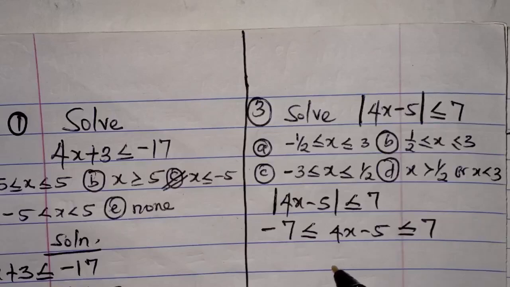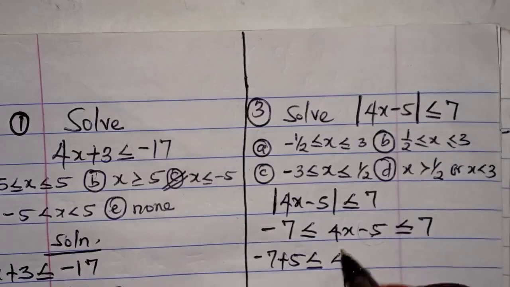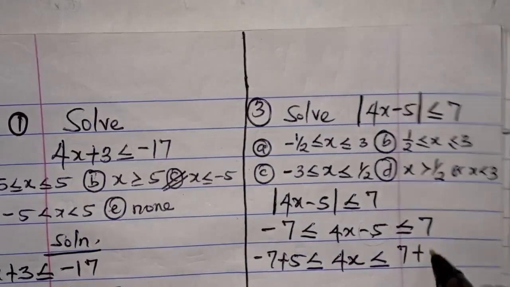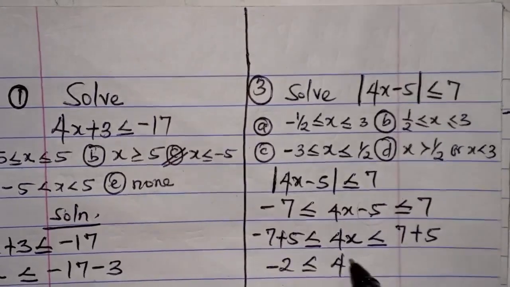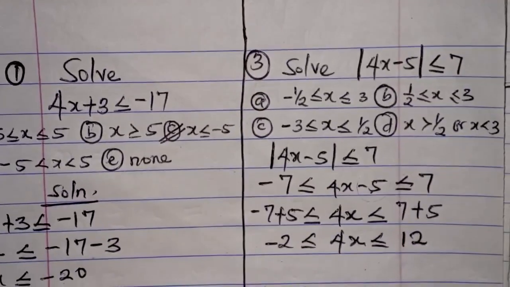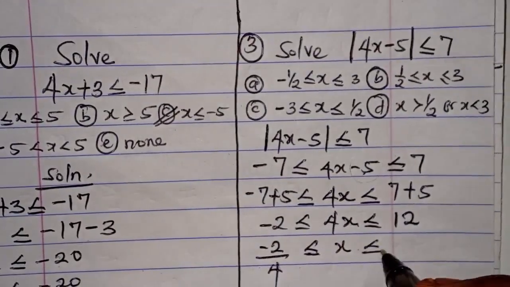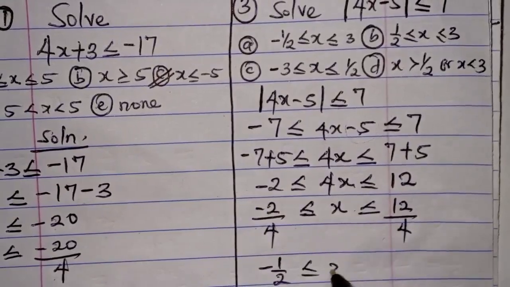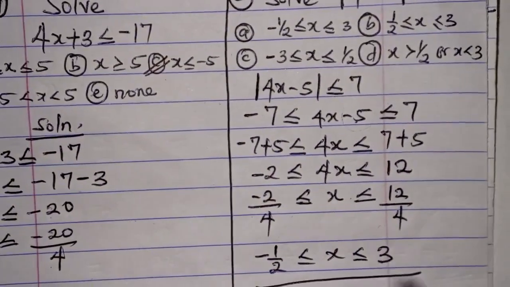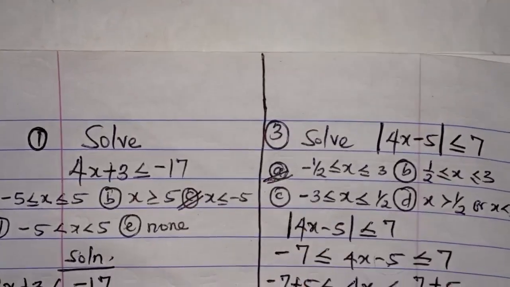So if I add 5 to both sides, this is minus 7 plus 5 less than or equal to, if I add 5 to this one will cancel out, remaining 4x less than or equal to 7 plus 5. Minus 7 plus 5 is minus 2, and this will give me 12. So dividing both sides by 4, we have minus 2 over 4 less than or equal to x less than or equal to 12 all over 4. Minus 2 over 4 is minus 1/2, and this will give me 3. So this is the solution set that satisfies the inequality. And this option is option A, right? So option A is the correct option.